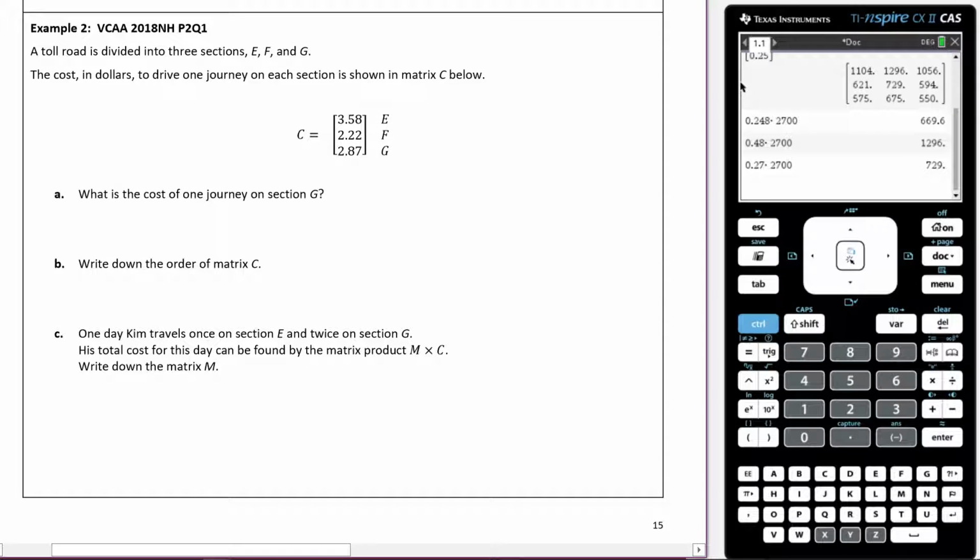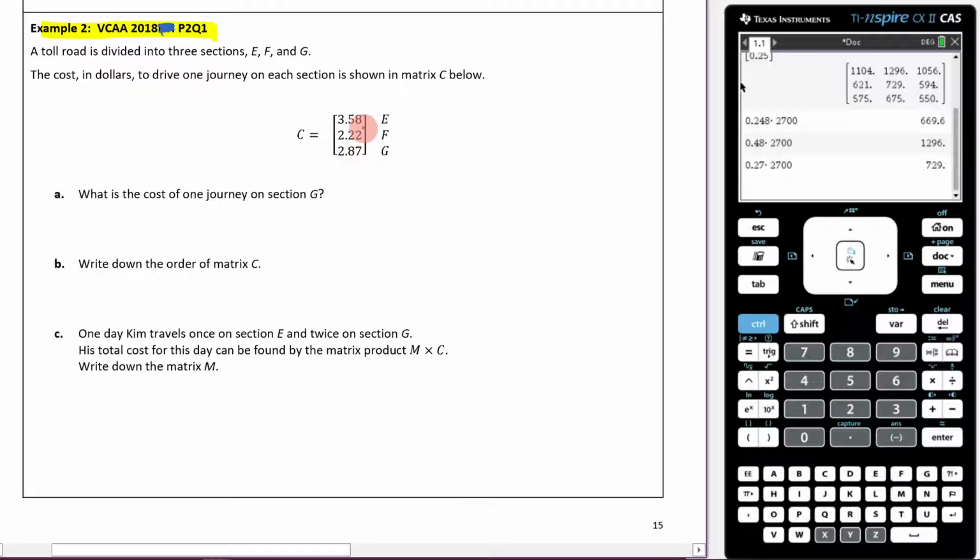We're now going to answer this question before us. It's VCAA 2018, paper 2, question 1, and it's actually taken from the Southern Hemisphere, not the Northern Hemisphere, so just cross that out for me. It says, a toll road is divided into 3 sections, E, F, and G. The cost in dollars to drive one journey on each section is shown in matrix C below. What is the cost of one journey on section G?